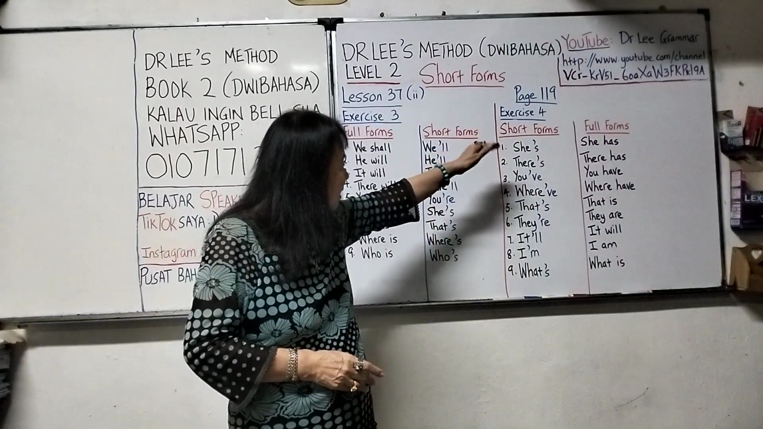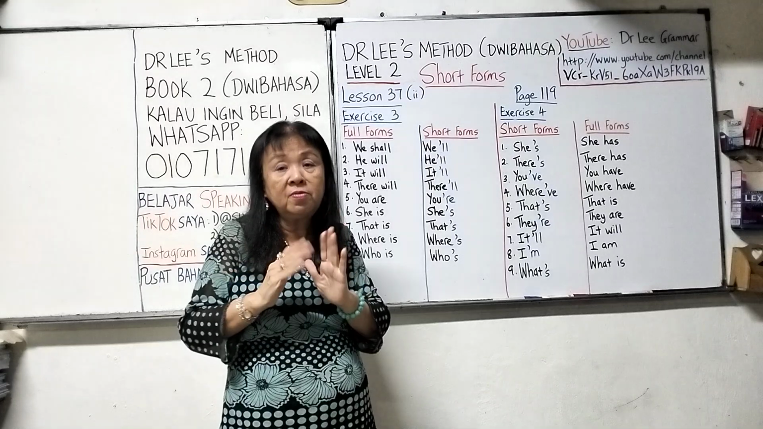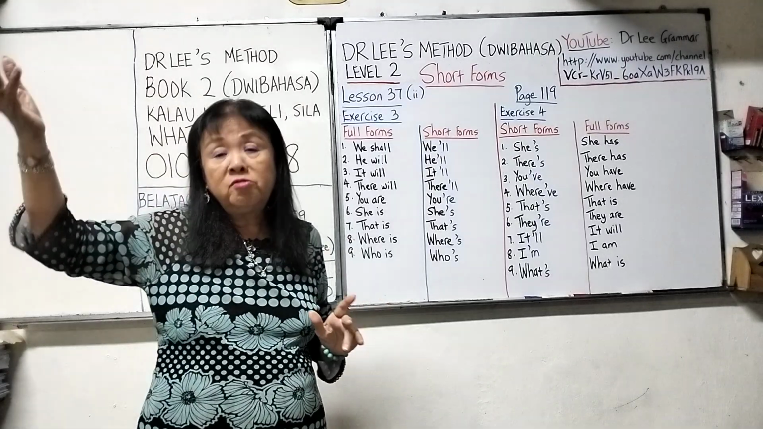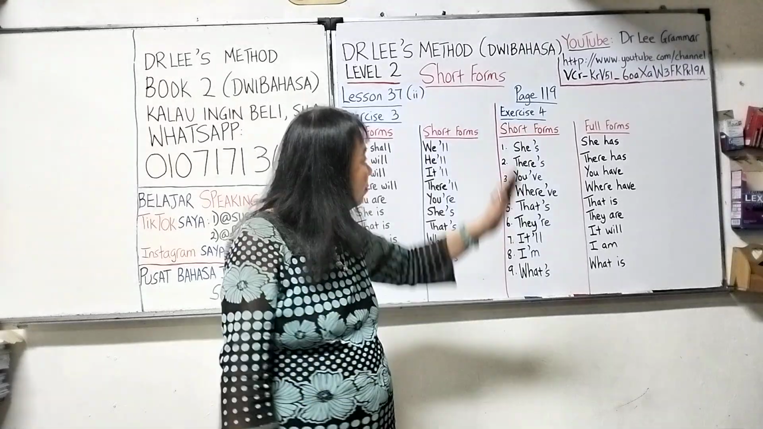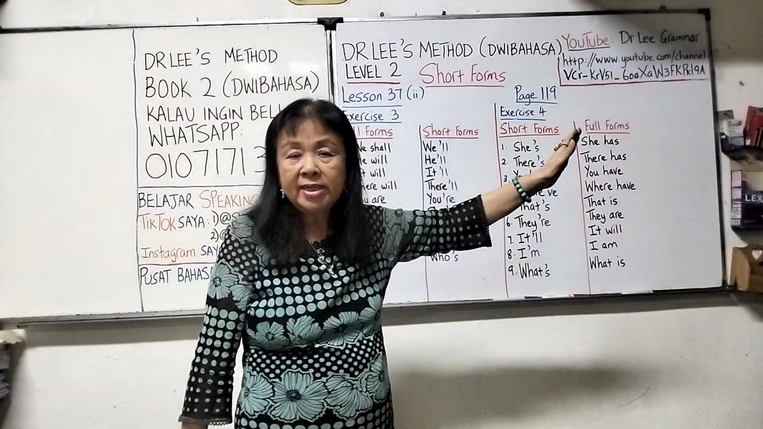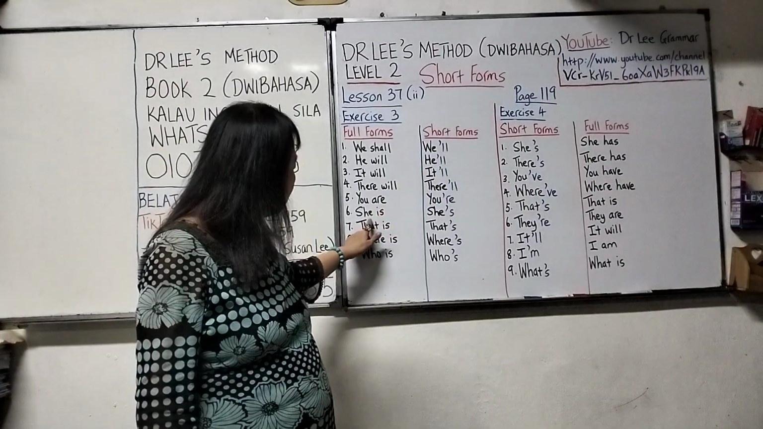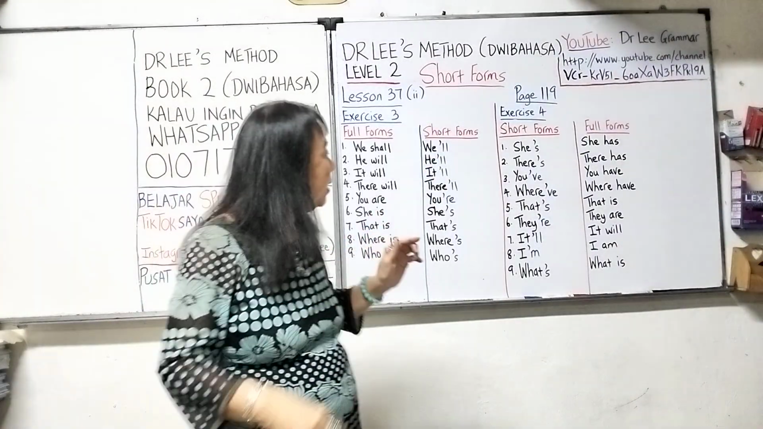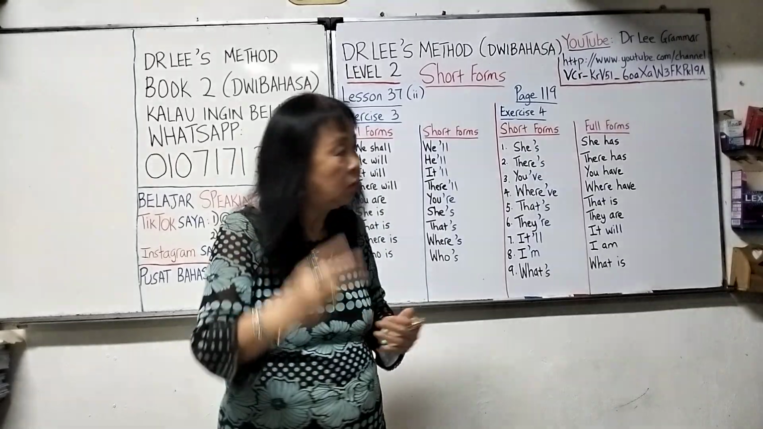Decide. In the exercise, we give you the short form. The exercise gives you the short form. You have to change it to the full form. That means you are given 1 word, but you have to write 2 words. First one, she's. Your answer, she has. Full form. She's is also she is, so it has 2. There's, there has, or there is, also 2.